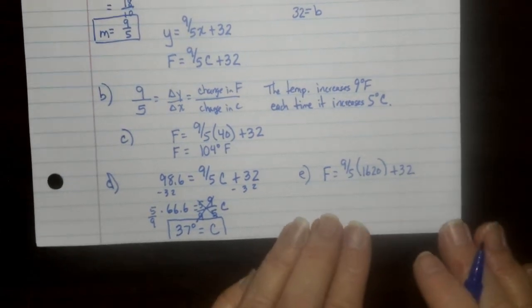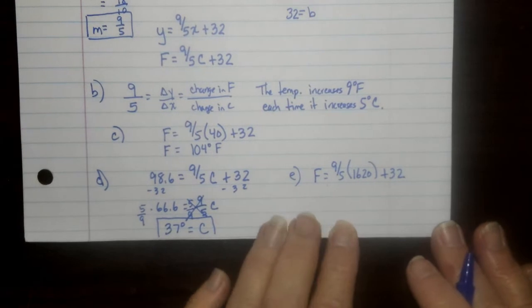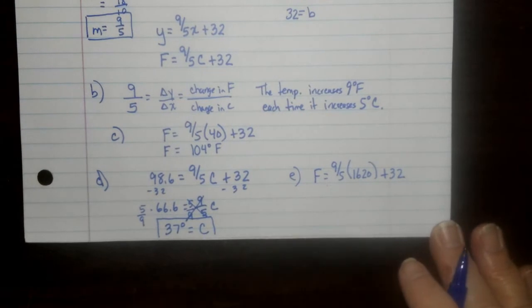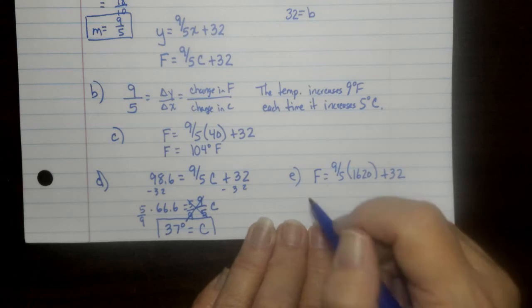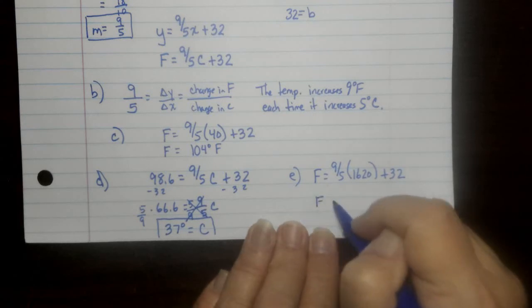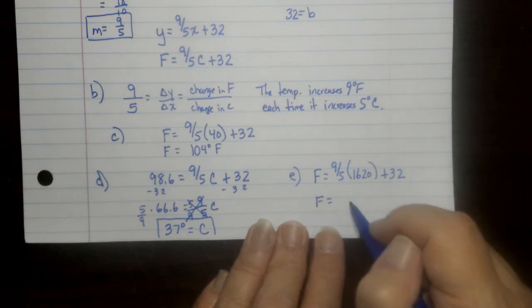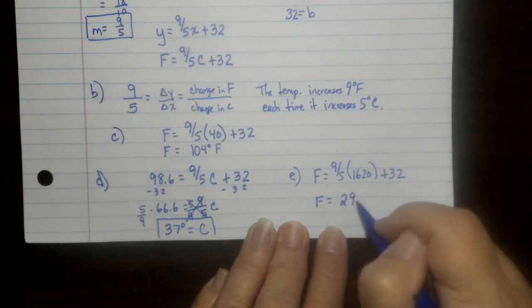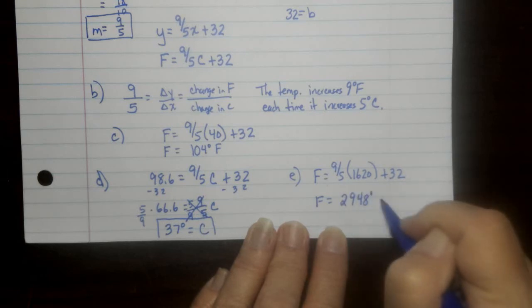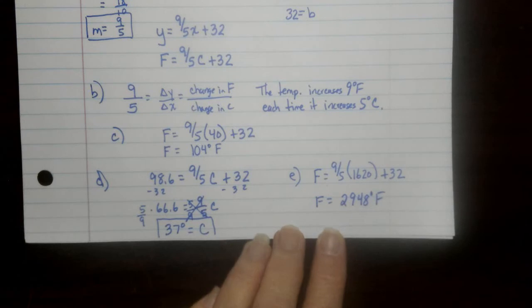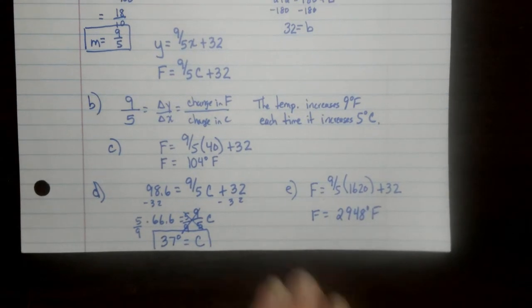Again, we've got two variables. The key to the problem solving is to distinguish which one of your two variables do you have, which one of your two variables do you need. So when you carry out that multiplication and addition, you should get 2,948 degrees Fahrenheit. Very, very hot.